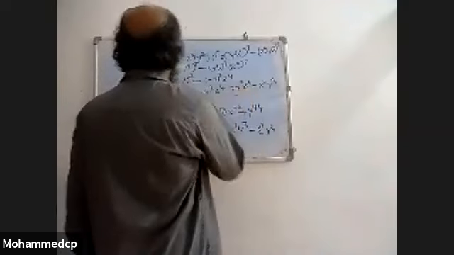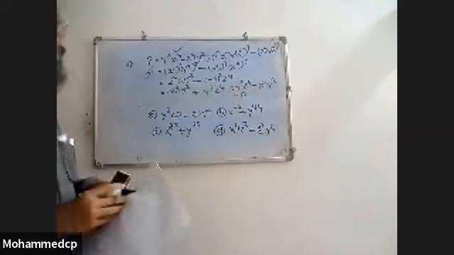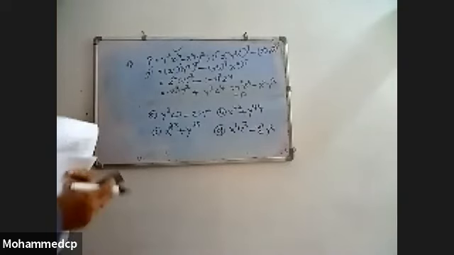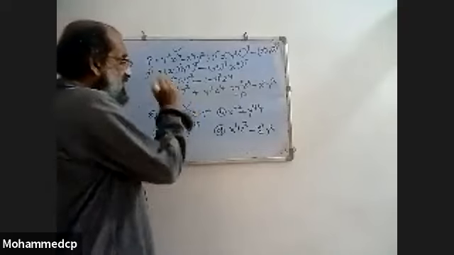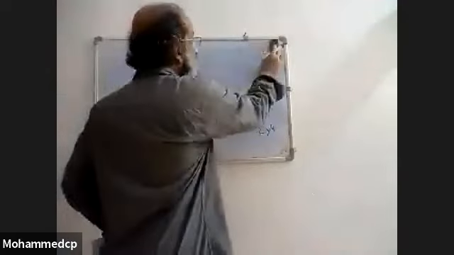Therefore, P transpose is equal to P. Therefore, the matrix in option A is a symmetric matrix. But we are asked to find the skew symmetric matrix. Therefore, A is not a correct option. Now we move to the second option.